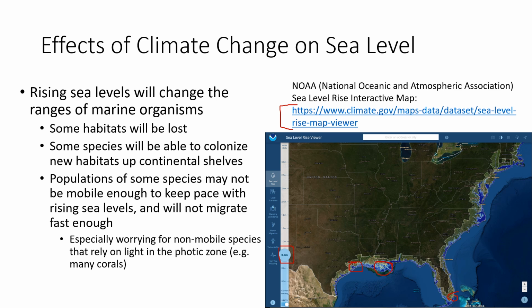Yes, we can construct seawalls. Yes, we can do other things like make levees and pump water and all of that stuff. But really, the power of the ocean is going to overwhelm any human structure.